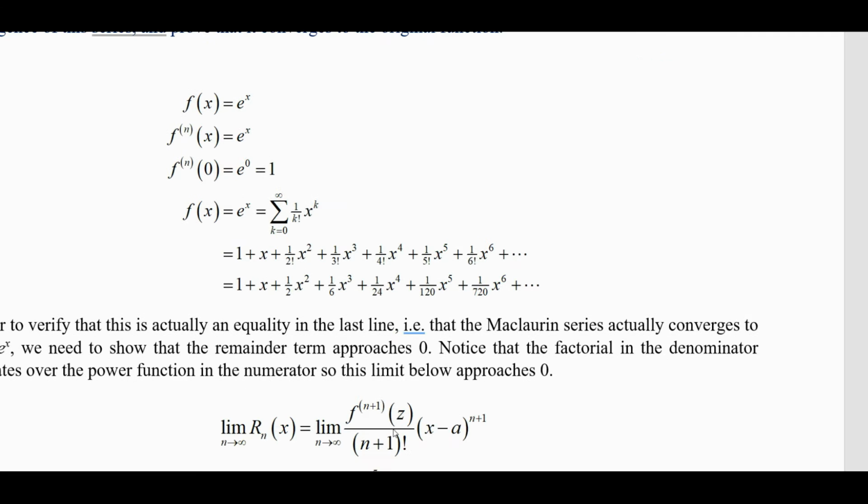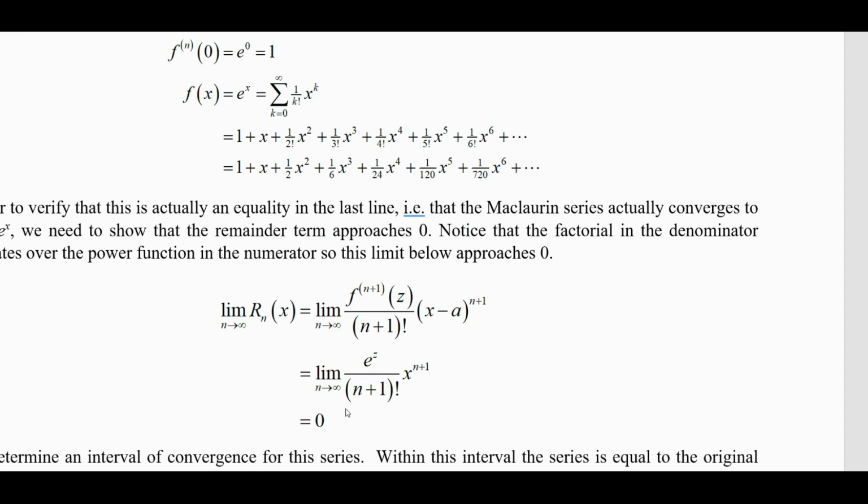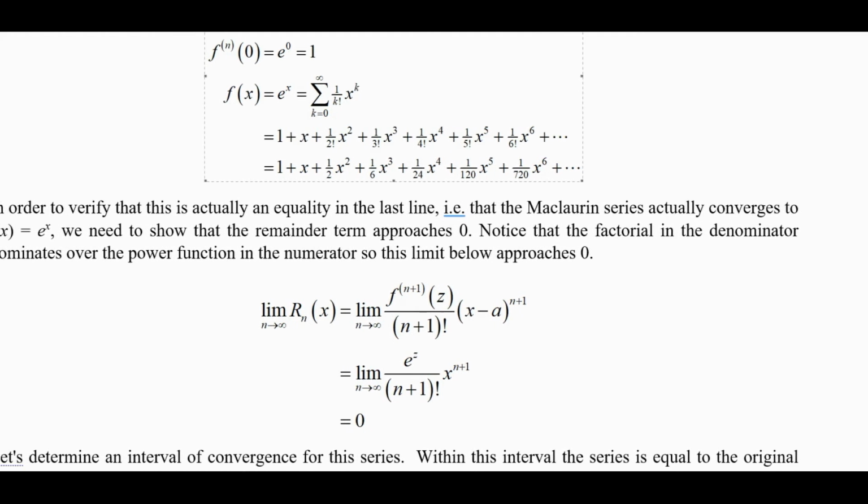So the remainder term looks like this. It is the n plus 1th derivative of f at z over n plus 1 factorial, times x minus a to the n plus 1. And we want to see what happens with that. Well, this derivative is e to the z, and we take the limit as n goes to infinity. This factorial is going to dominate over this exponential, so that goes to 0. Okay, so let's see what we got now.